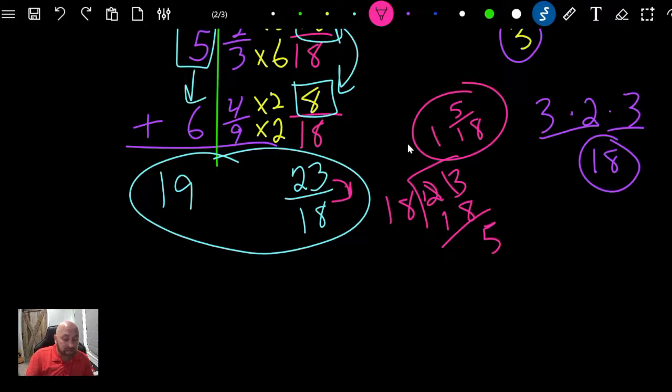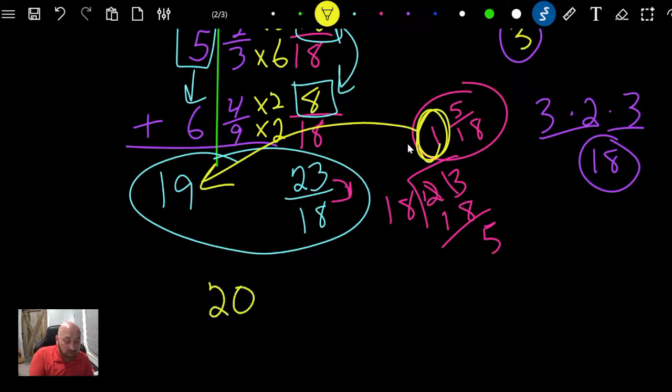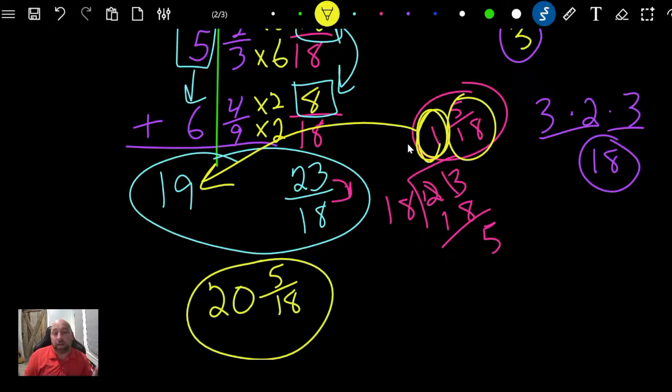I have to take this 1 right here. Let me change the color there. This 1 right here, and I have to add it to this 19. So that's going to give me 20. And there's my fraction, 5 over 18. That would be the proper answer.